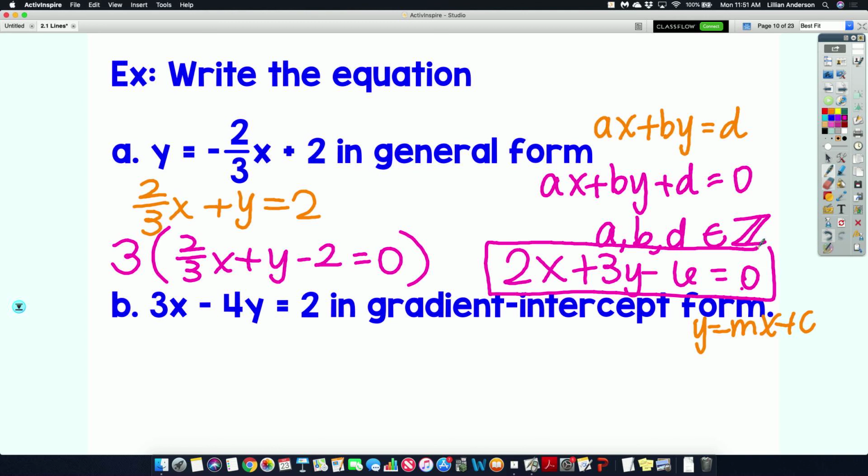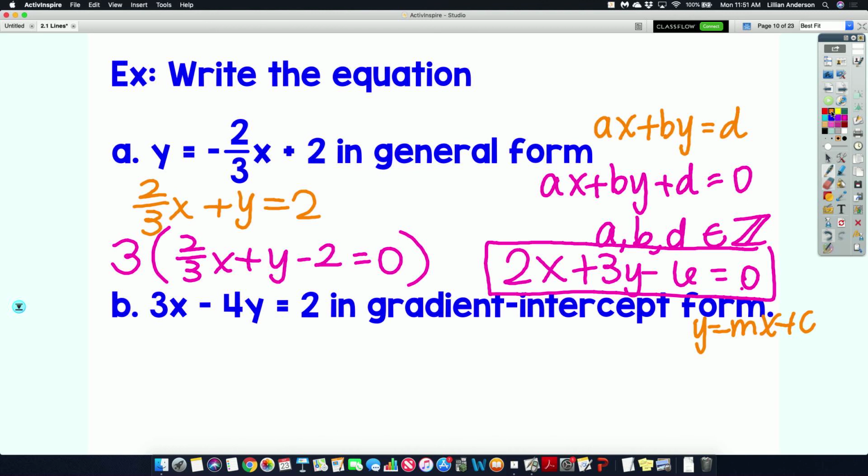Questions on that? Yes. Only in the orange, because I wanted to talk about the pink together. If it doesn't specify A, B, and D got to be integers, then you're fine. Move on. But I know IB is going to ask that they be integers, and that's how you do it. That's all I wanted to make sure we did together.